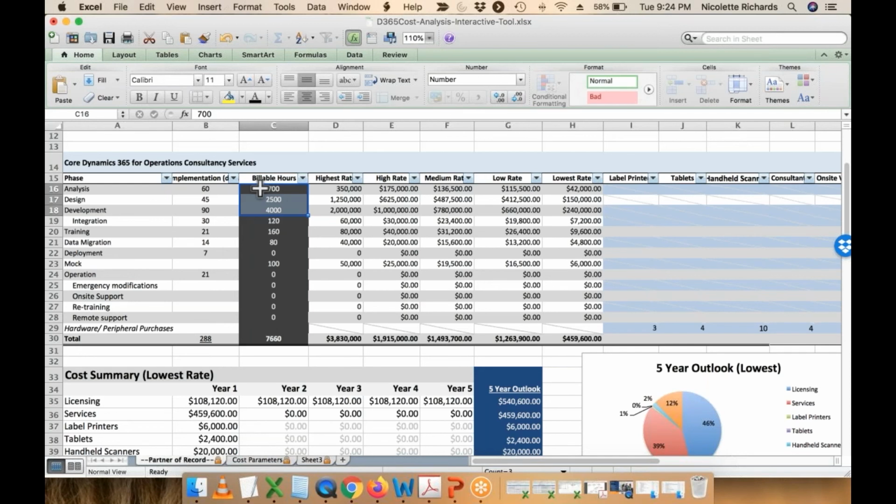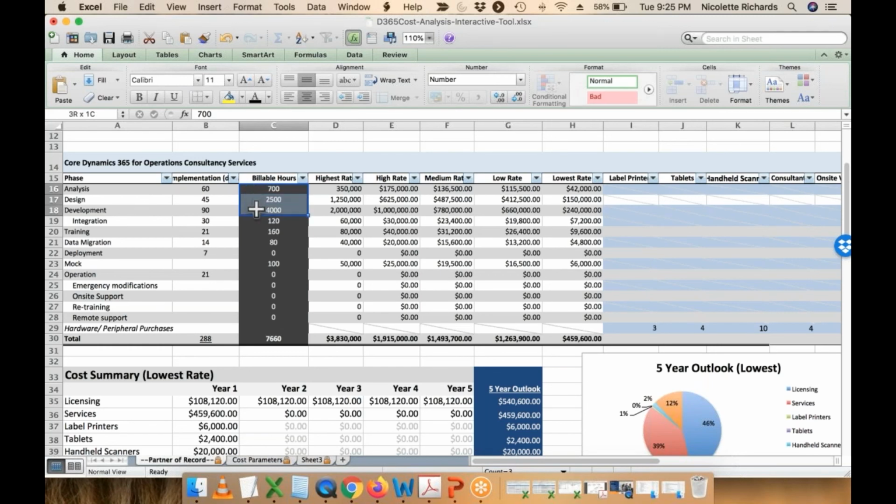I will say that this worksheet is available, and I do share it with anyone who needs it. I've shared it with a number of people already who found this as a good tool as a starting point for them to come up with their estimations for their ERP implementation project.